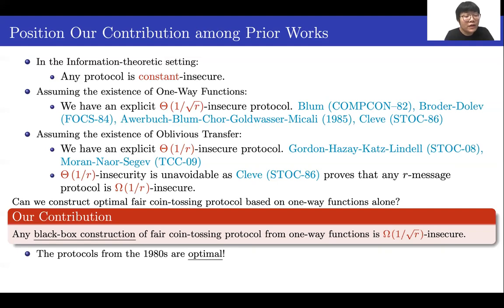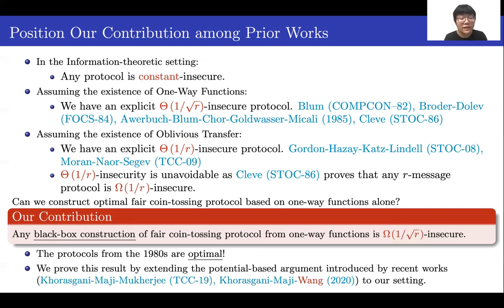In this work, we partially answer this question by showing that any black box construction of optimal fair coin tossing protocol from one-way function is at least 1 over square root of R insecure. That is, one-way function not only cannot help to achieve 1 over R insecurity, it also cannot help achieve any insecurity lower than 1 over square root of R. For example, it cannot achieve 1 over R to the 3 fourths insecurity. So after 3 decades, we have now shown that the protocols from the 1980s actually achieve the optimal insecurity.